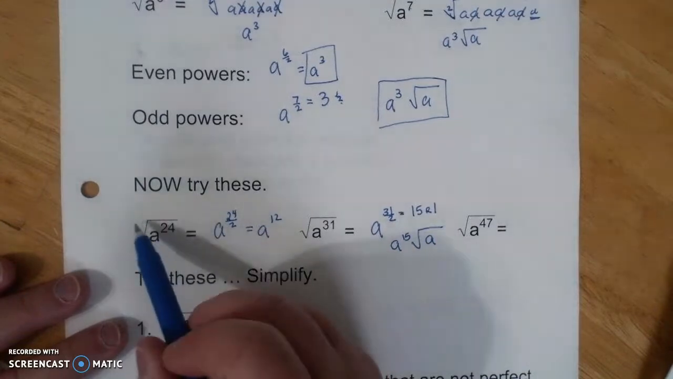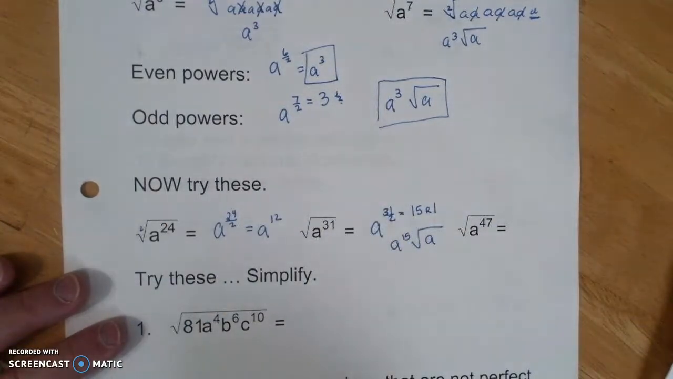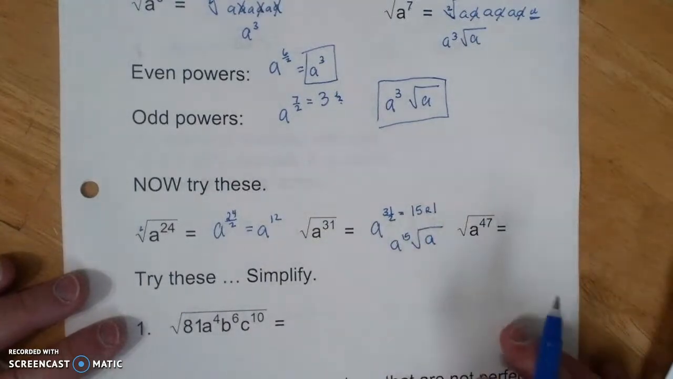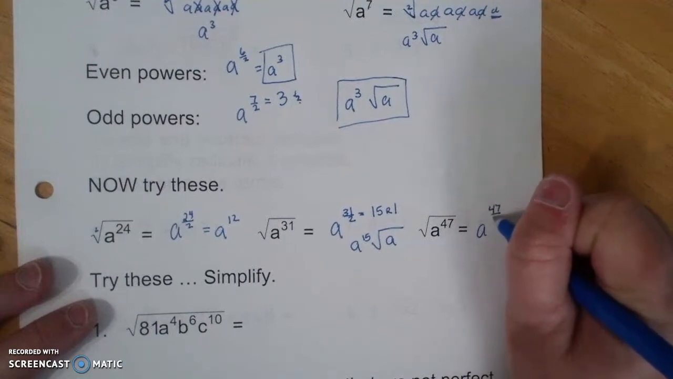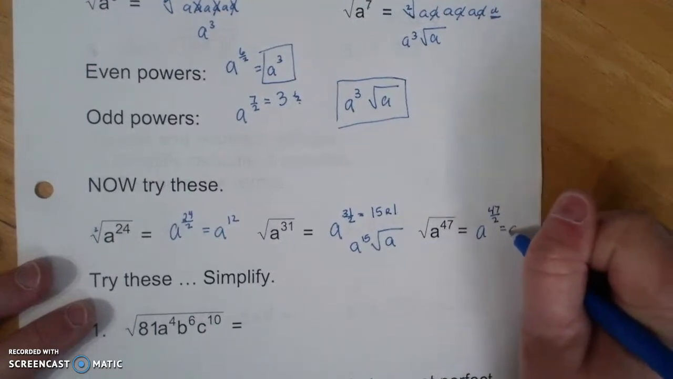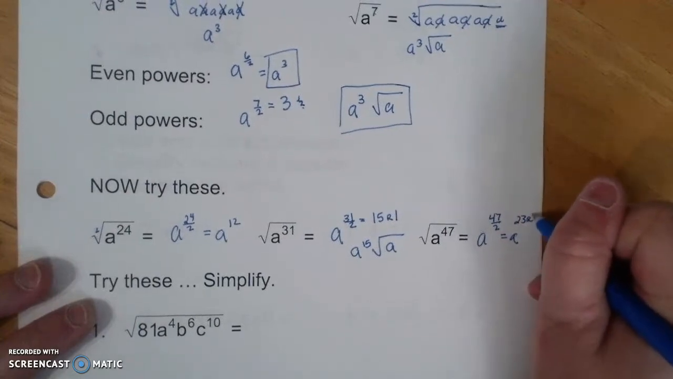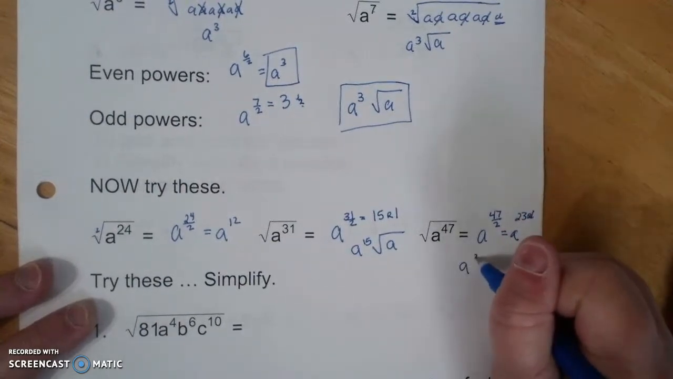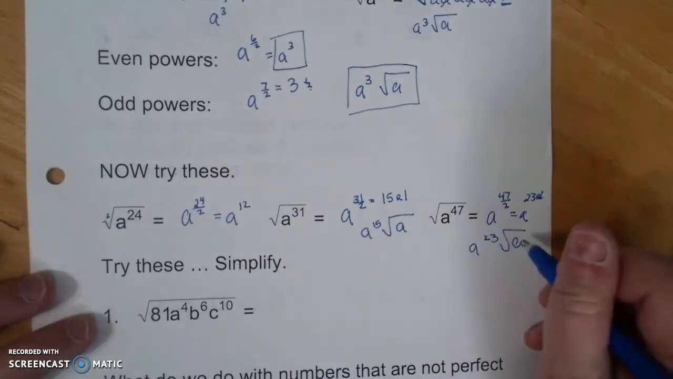Okay, this is an implied 2. If it was the cube root, you would be dividing by 3. If it was the 4th root, you would be dividing by 4. This is a to the 47 over 2, which is 23 remainder 1. So it's a to the 23rd. The remainder 1 is sad and lonely, still in the radical jail.